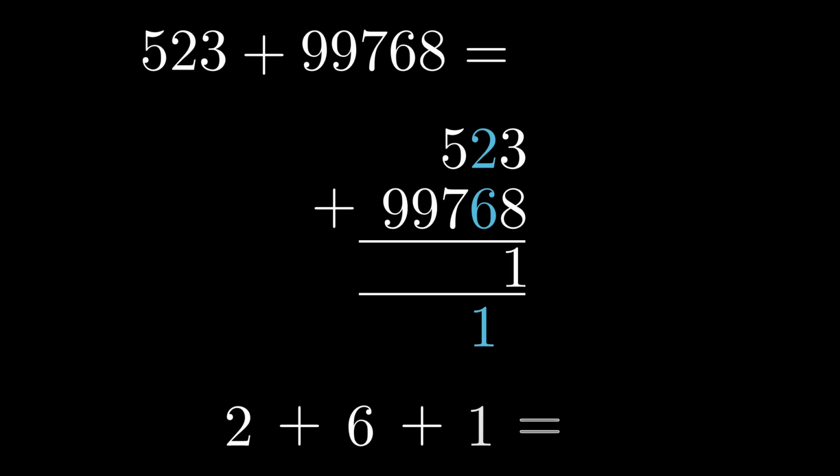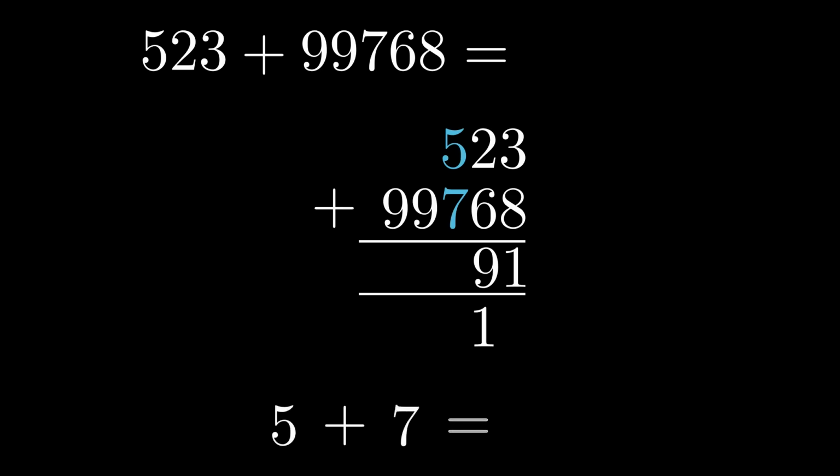Next we calculate 2 plus 6 plus 1 to give us 9. And the 9 is placed here. Next we calculate 5 plus 7 to give us 12. The 2 goes here and the 1 is carried over.